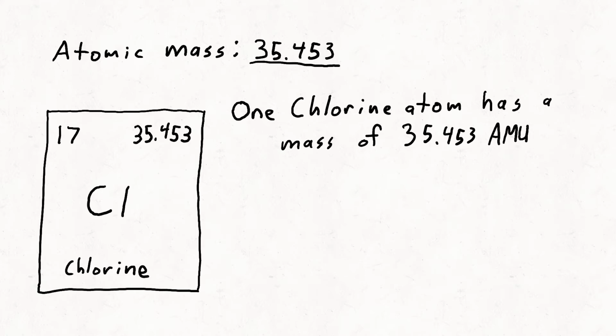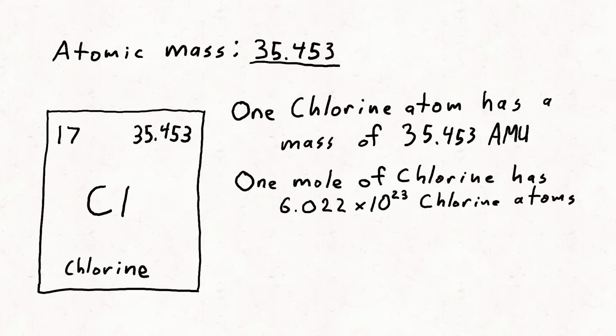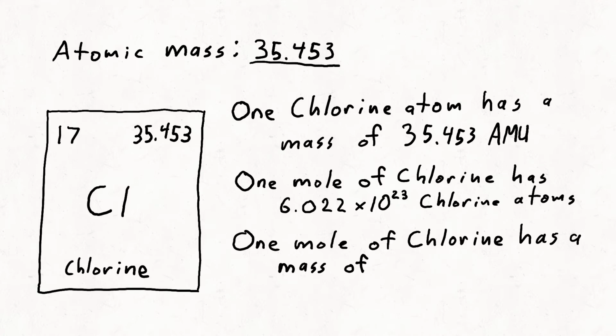This unit is so small that we will usually work with moles of a material instead of a single atom. 1 mole of anything is 6.022 times 10 to the 23rd of that thing. So 1 mole of chlorine is 6.022 times 10 to the 23rd chlorine atoms. That is a lot of chlorine atoms. Moles are useful because they allow us to translate from atomic mass units to grams. 1 chlorine atom weighs 35.453 AMU, but 1 mole of chlorine weighs 35.453 grams.